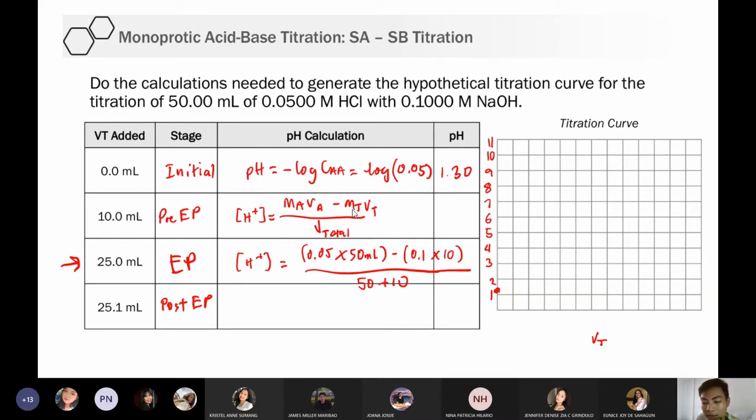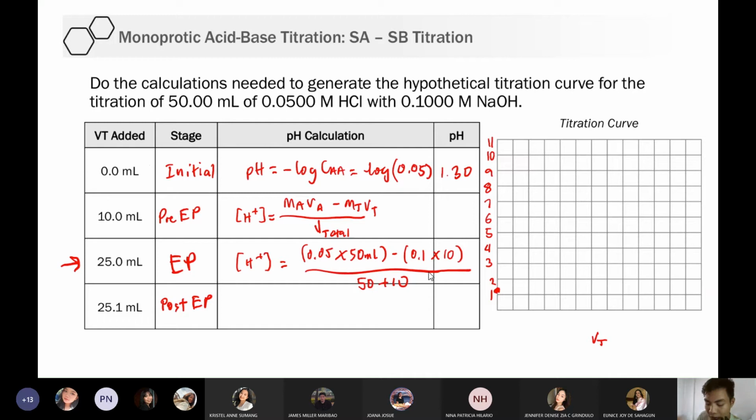Minus molarity ng titrant. Ano ba molarity ng titrant? Ayun, 0.1. Plug in mo doon. Ano yung volume ng titrant? Ito, sabi dito, 10 ml. Plug in mo doon. Ayun. So, na-plug in mo na lahat sa numerator. Yung denominator, paano to? Pag sinabing volume total, that's the volume of analyte plus the volume of titrant. Ipag-add mo lang yan. Okay? So, yan. 50 plus 10, yun na yung total volume. 60 ml na yun. Okay?